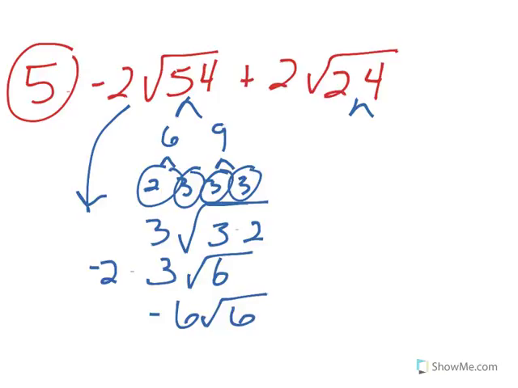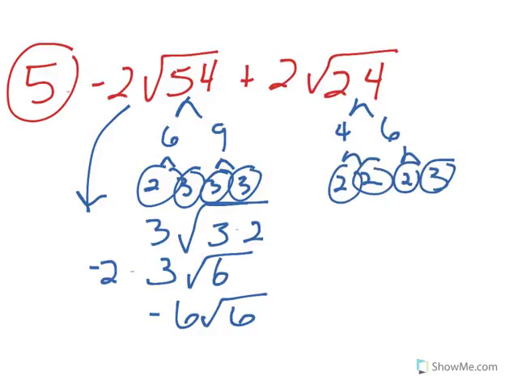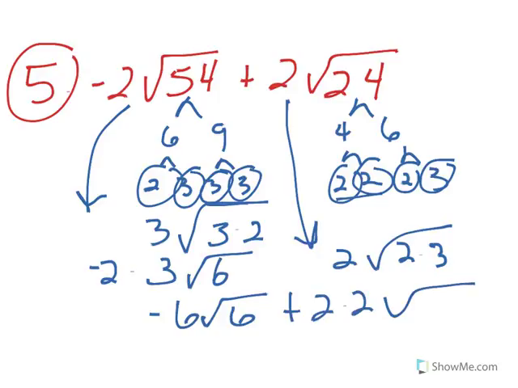Okay, we're going to do the same thing on the other side, so you have 4 and 6, 2 and 2, 2 and 3. Anything that goes on the outside, we're going to put on the outside, so 2. And then you have this 2 times 3 on the inside. And then you're going to bring down the other 2. So 2 times 2 is going to give you 4. So you have 4 square roots of 6.